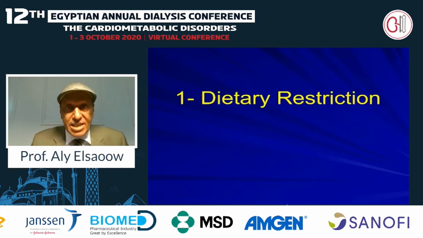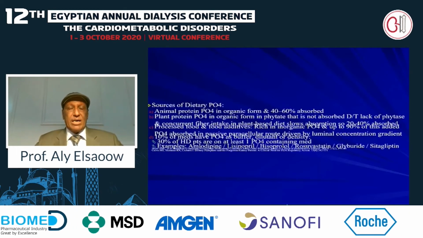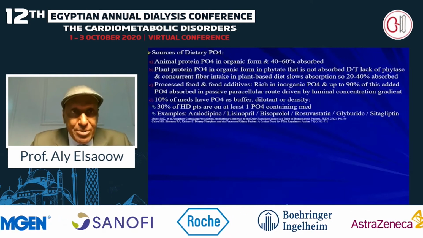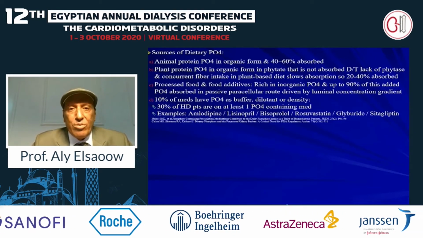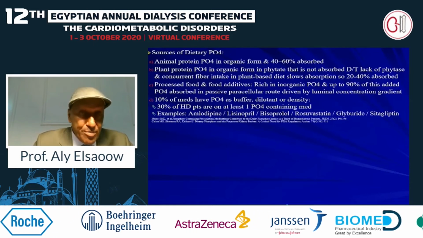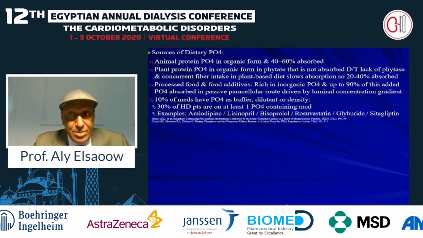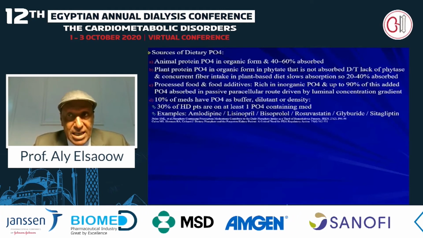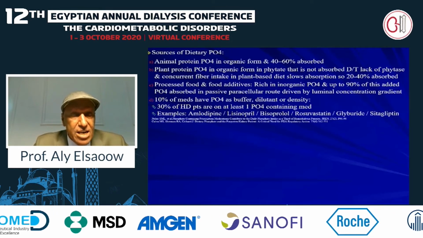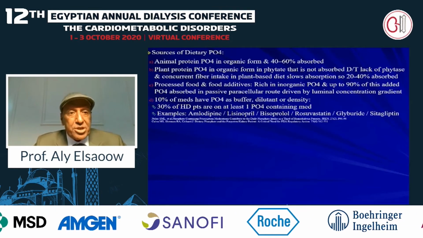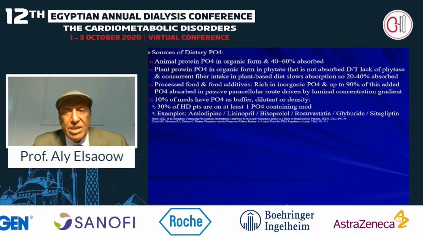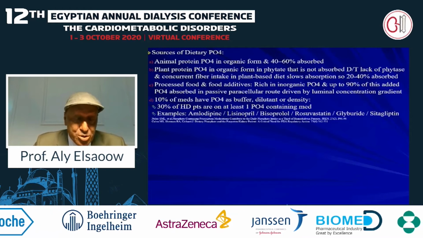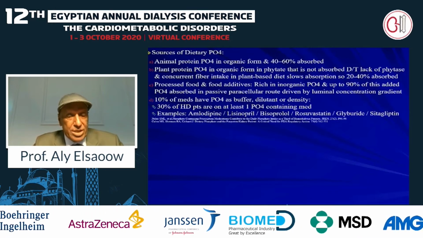So let's start with dietary restriction. My colleague has already talked to you about the dietary sources of phosphorus, but just in brief, animal protein, from which 40 to 60% is absorbed, and plant protein, from which 20 to 40% is absorbed because it's in phytate form and the human gut lacks phytase. The most important currently is processed food and food additives, in which 90% of the added inorganic phosphorus is absorbed passively by the paracellular route.